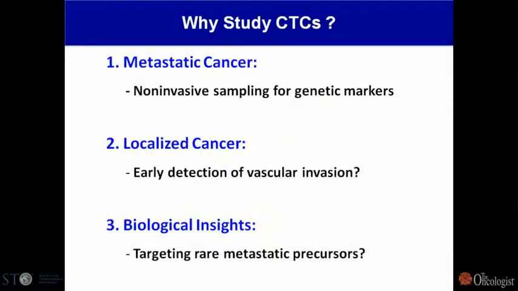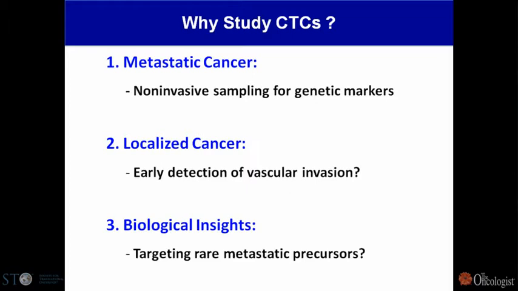The field of CTCs has a tremendous amount of hype because theoretically you could do everything with CTCs. But I'll try to summarize three general areas, which are the ones that we've been focusing on. And they go in a temporal progression from what we think we can do now, to what we hope we can do tomorrow, and to what we may dream of doing in the future.